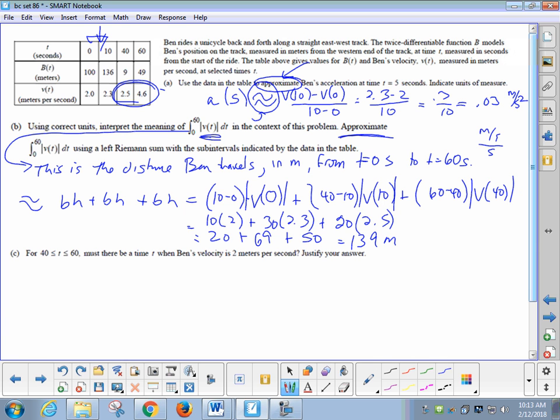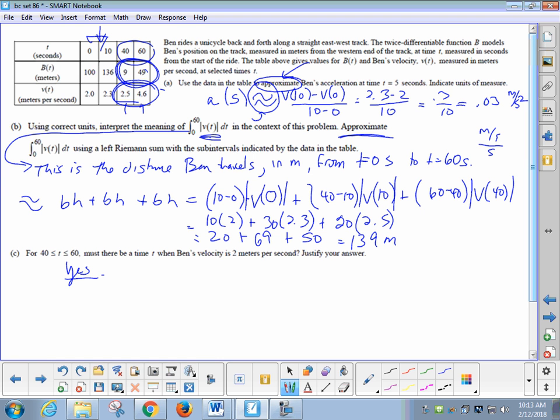You should say yes, there is. Why is that? Look at there. What's the average rate of change over the interval? He went 40 meters in 20 seconds. His average velocity is 2 meters per second. There must be an instant when he went 2 meters per second. Remember, the table only shows me a couple, but MVT, not IVT. So the answer is yes.